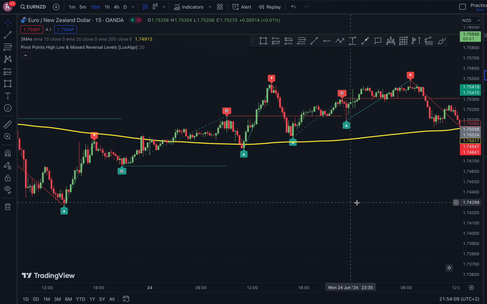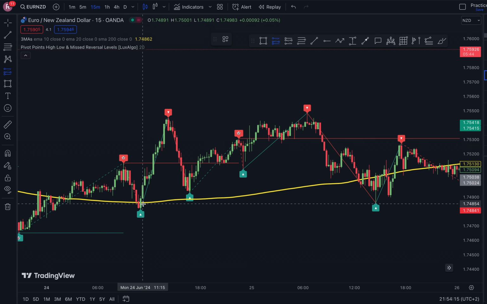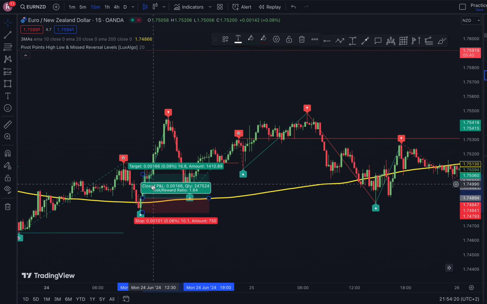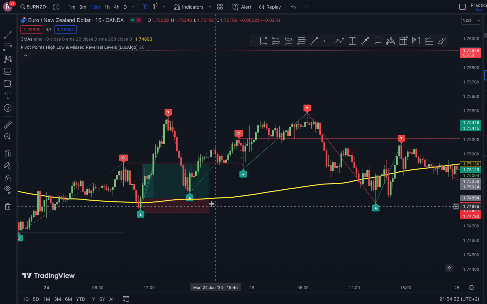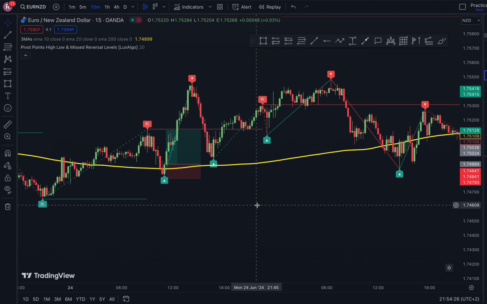Take advantage of it. As you can see, price is above our EMA right here. Pivot point, engulfing candle, or a green candle. Take a buy, and that's it. It is as simple as that. All right. 1, 2, 3 strategy.